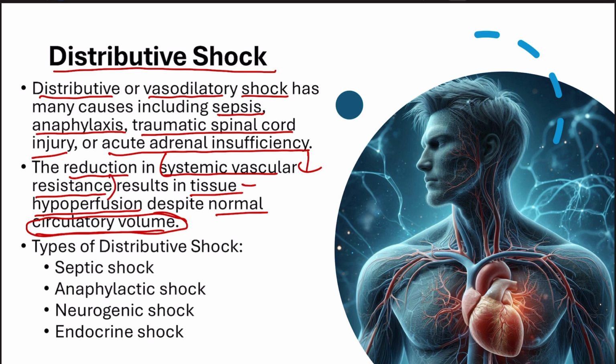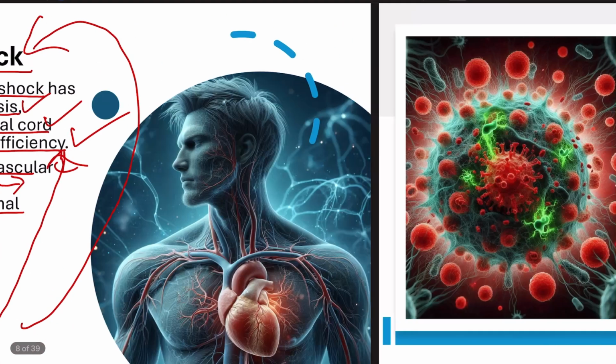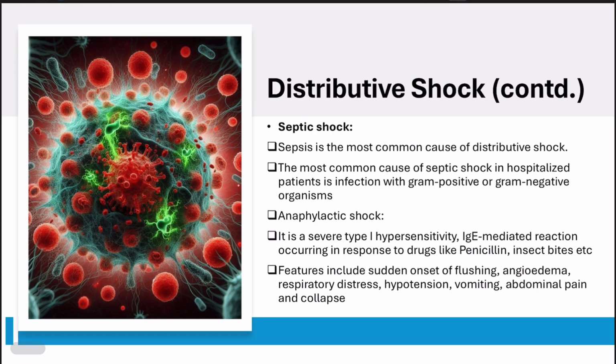So this leads to tissue hypoperfusion, and there are different reasons. It includes sepsis, anaphylaxis, traumatic spinal injury, and endocrine causes like acute adrenal insufficiency. That is why we have the different types of distributive shock, that is septic shock, anaphylactic shock, neurogenic shock, that is basically due to injury to the spinal cord, and endocrine shock, that is mainly because of acute adrenal insufficiency. So these are the different types of distributive shock. Now let's move on to the different types of distributive shock.